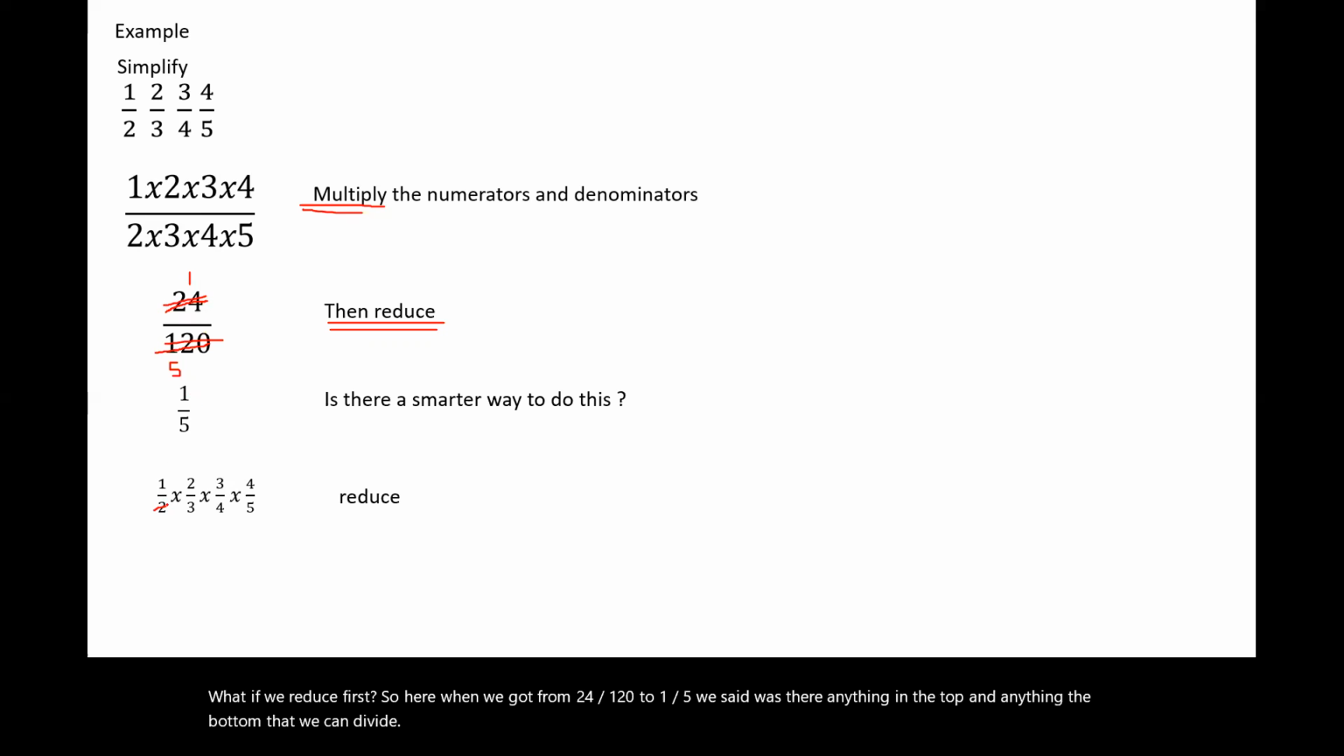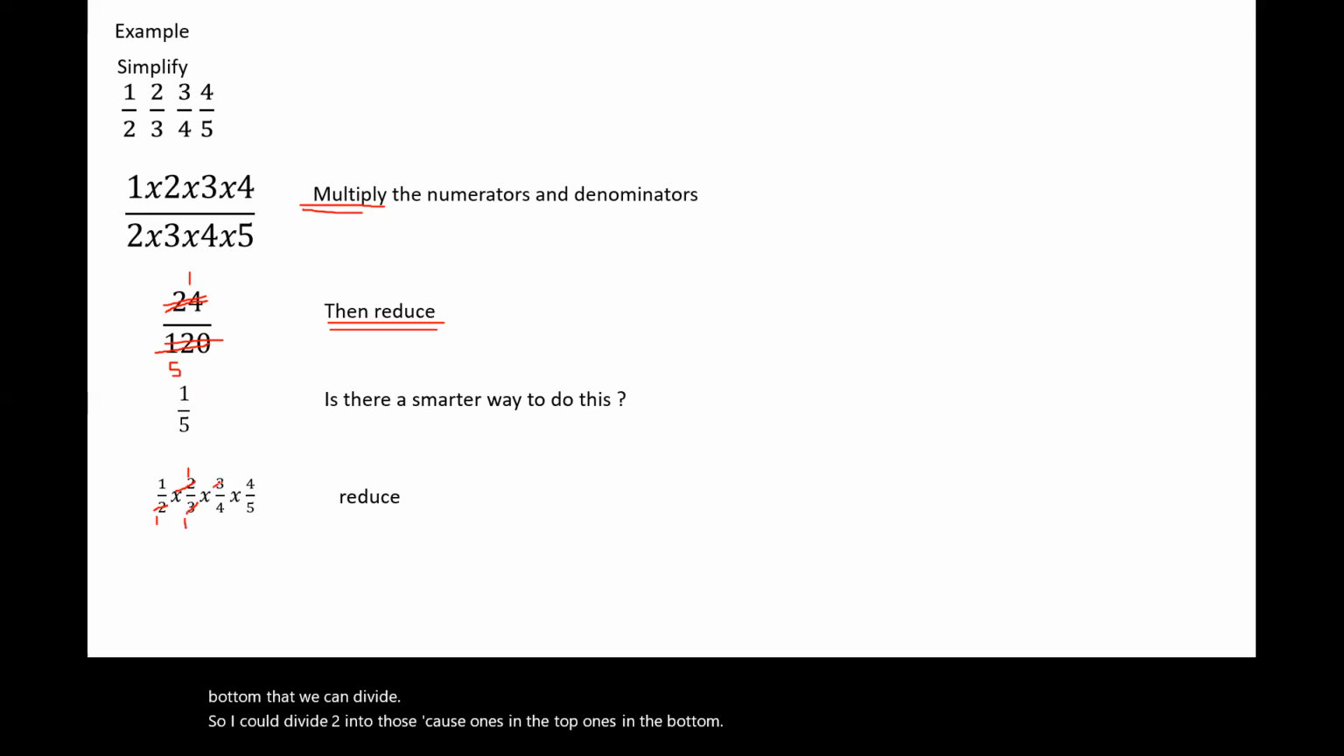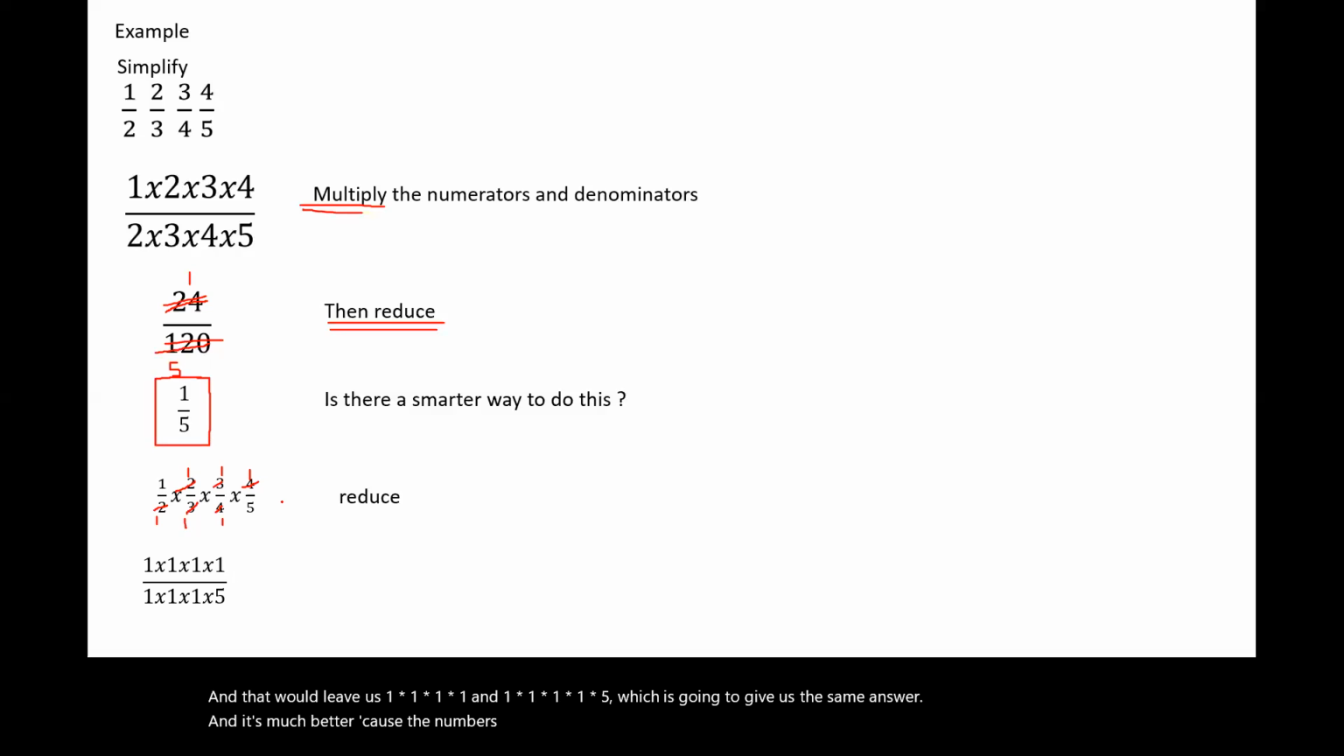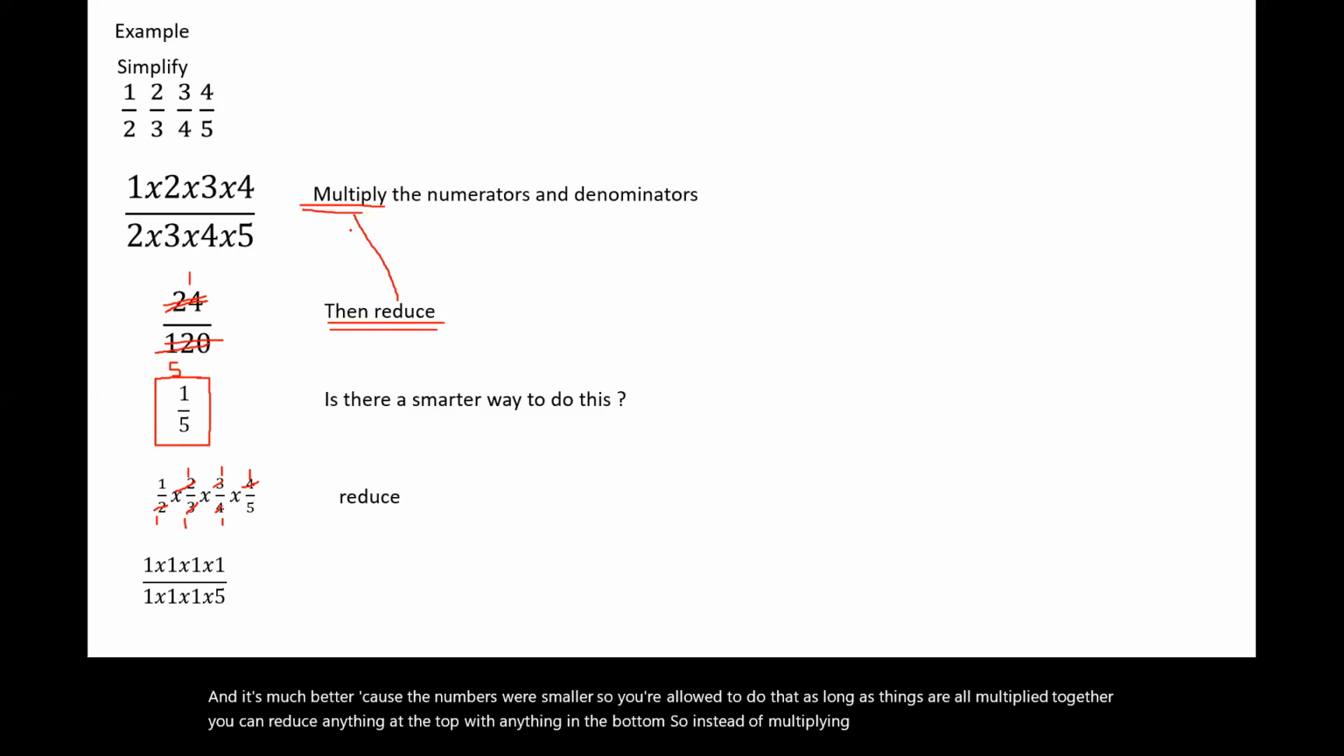So I could divide 2 into those, because 1's in the top and 1's in the bottom. 3 into those. 4. And that would leave us 1 times 1 times 1 times 1, and 1 times 1 times 1 times 1 times 5, which is going to give us the same answer. And it's much better because the numbers were smaller. So you're allowed to do that. As long as things are all multiplied together, you can reduce anything at the top with anything in the bottom. So instead of multiplying and reducing, we're going to reduce and then multiply.